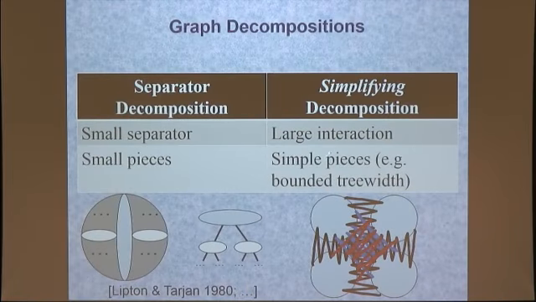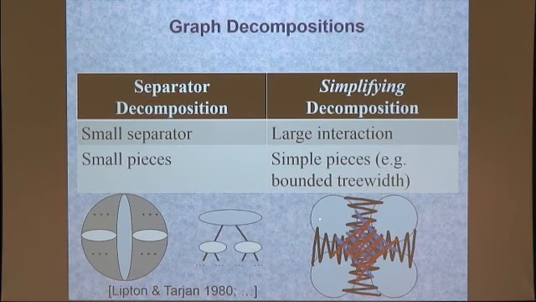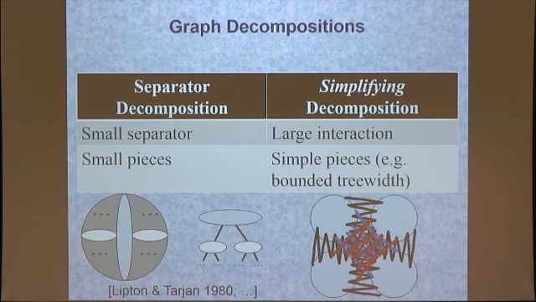So here we want to have these two properties. We might have large interactions between these pieces, so these are not small separators. And the graphs that we obtain are also not small graphs, they might be very big graphs. The only catch is that they should be algorithmically simple. That's what we call a simplifying decomposition. So this can be arbitrarily large, and this can be arbitrarily large, but algorithmically simple.